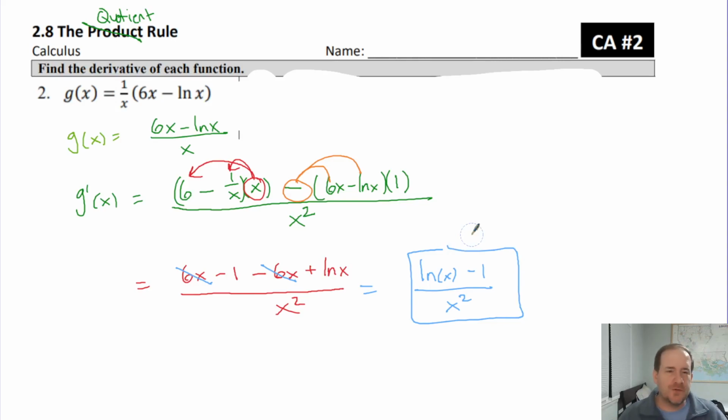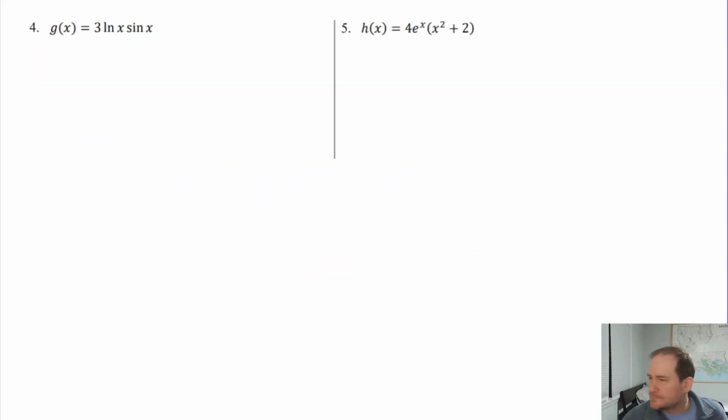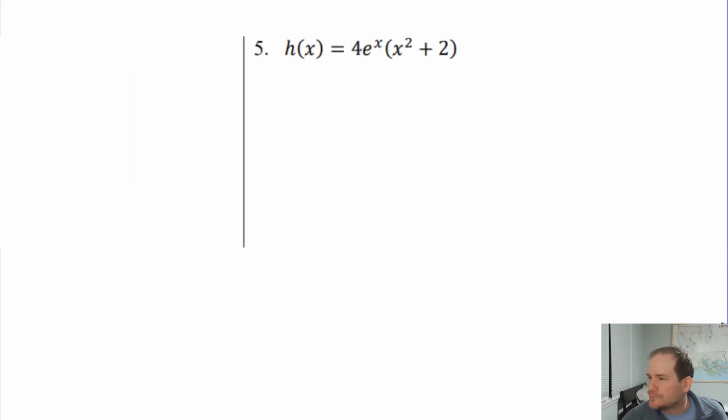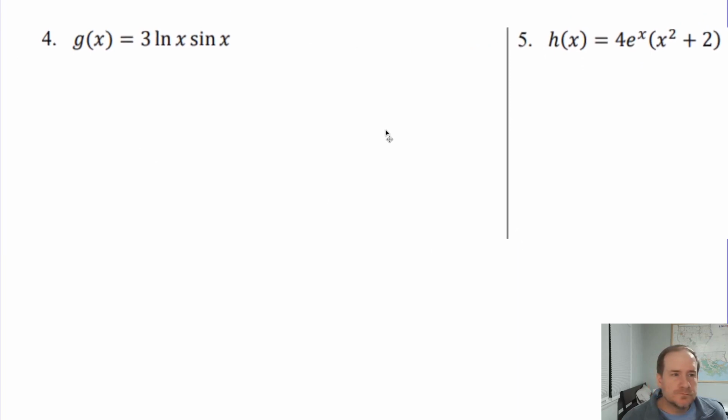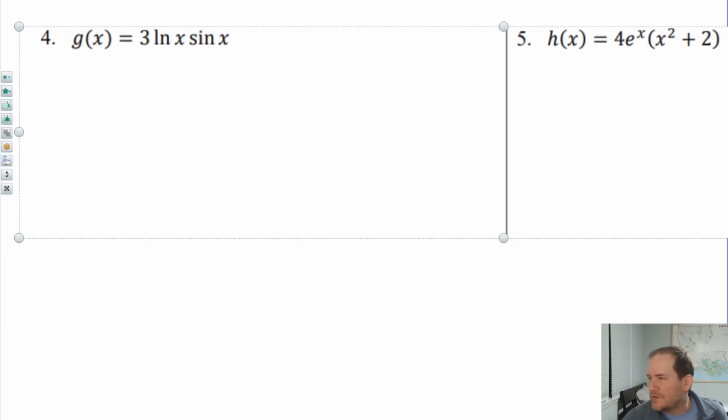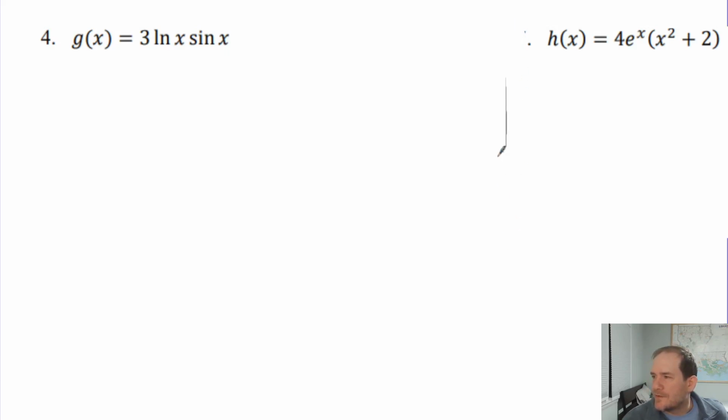Okay, that's 2. And here's 4. Which looks pretty similar. Like really, really similar to some of the other stuff we've already done.